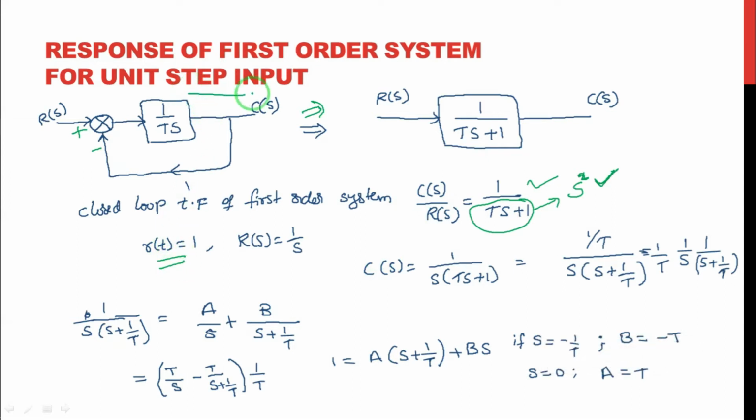Okay, R of T. What is the input? Input is step input. Then R of T for the step input is 1. The input signals were discussed in the previous lecture. R of T is equal to 1. Now you have to apply the Laplace transformation, then R of S is equal to 1 by S. Okay, after that, finally C of S is equal to 1 by Ts plus 1 into R of S. R of S is 1 by S. So finally you will get this expression.